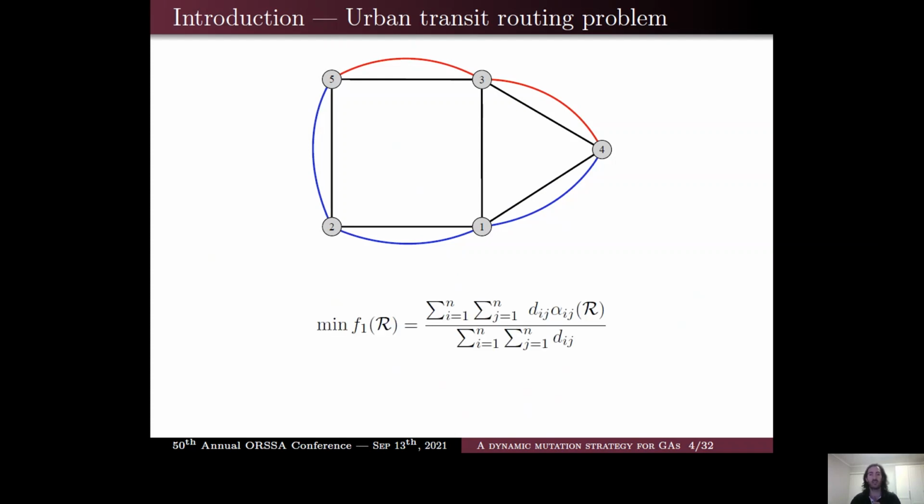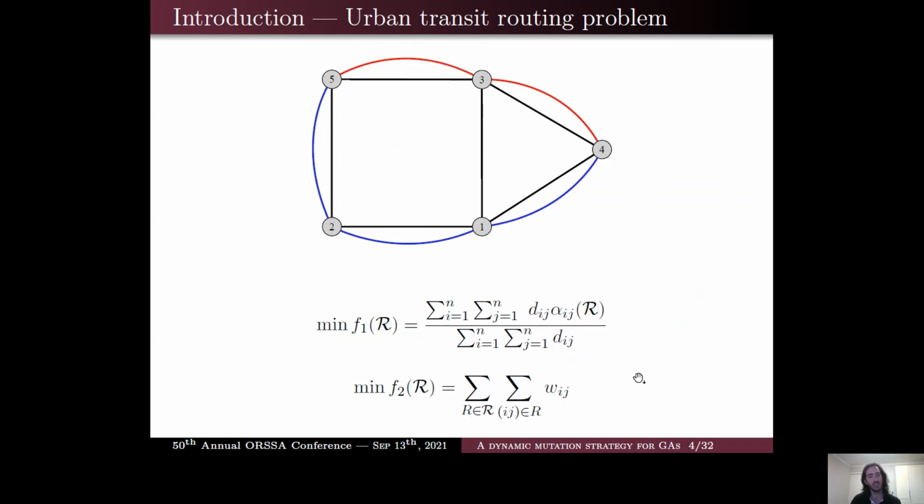It is usually solved in the context of two objective functions, the first being the average travel time for passengers. Here, d is the demand, and a is the shortest time traveled between vertex i and vertex j for each passenger for a given route set r, the route set r being the red and the blue routes. It is then divided by the denominator, which is the sum of all the passengers or demand in this context. This gives the average travel time, measured in minutes.